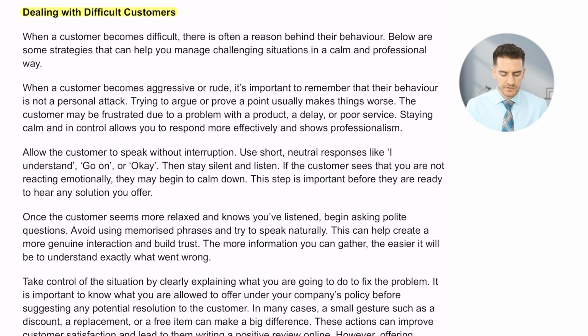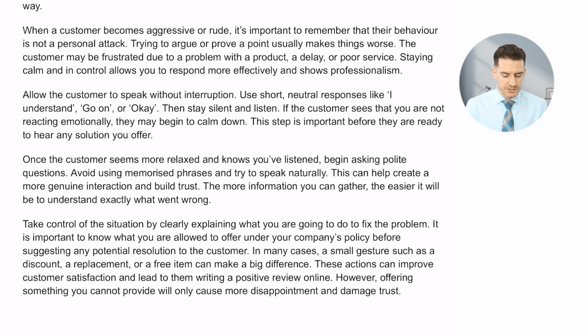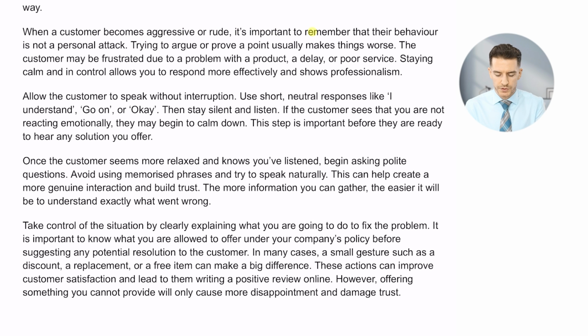So let's start from the very top. When a customer becomes difficult, there's a reason, okay? Below are some strategies. Okay, so when a customer becomes aggressive or rude, it's important to remember their behavior. Okay, not a personal attack. That was one of the first dot points that we read. So we know that this is probably where the answer is. And remember, we're looking for something we shouldn't do, okay? So trying to argue or prove a point usually makes things worse. Well, that looks good right there.